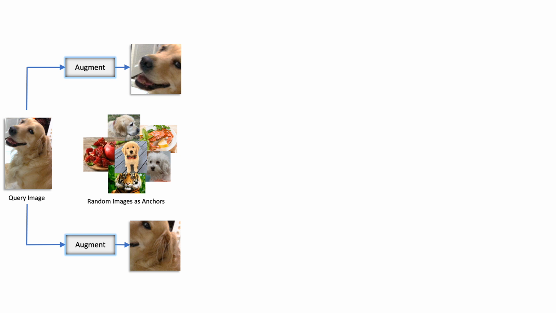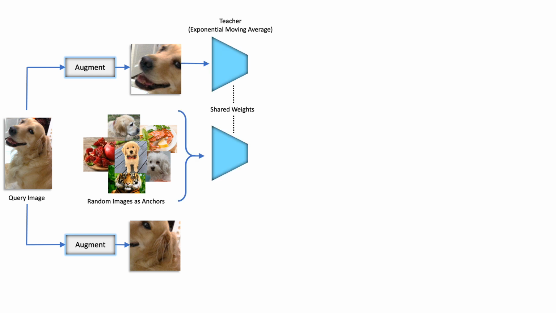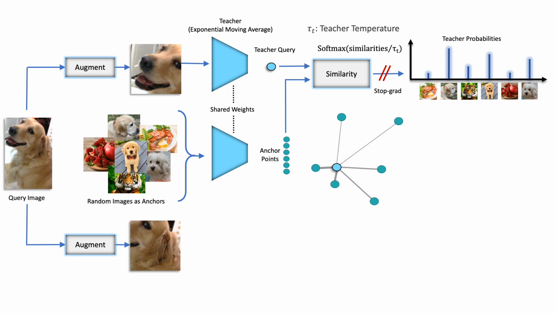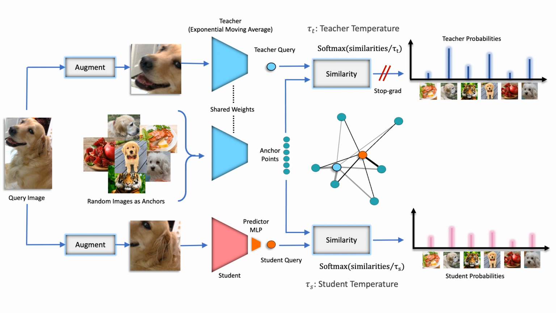In more detail, for a given query image, we augment the image twice. We also have a set of random images which will be used as anchor points. Then we forward the first augmentation of the query image and anchor points to the teacher encoder. We calculate the similarity of the teacher's query to anchor points and pass the similarities through a softmax to get a probability distribution over anchor points.